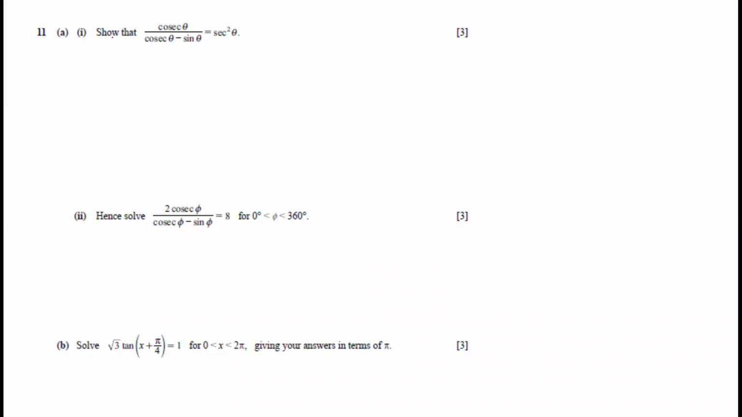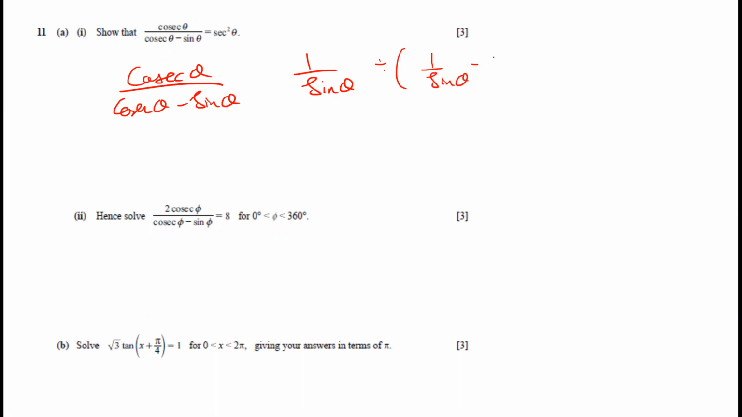So question 11, show that cosec theta divided by cosec theta minus sine theta equals sec square theta. So we have cosec theta divided by cosec theta minus sine theta. So cosec theta is 1 upon sine theta, divided by cosec theta, that is 1 upon sine theta, minus sine theta. So 1 upon sine theta divided by 1 minus sine square theta divided by sine theta.